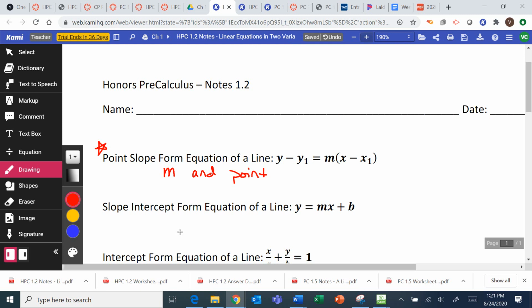Slope-intercept form of a line: y equals mx plus b. We can use slope-intercept form if you have the slope and the y-intercept. I do want to remind you that when we write y-intercepts, we write them as (0, b), not as just the number by itself, because they are ordered pairs.